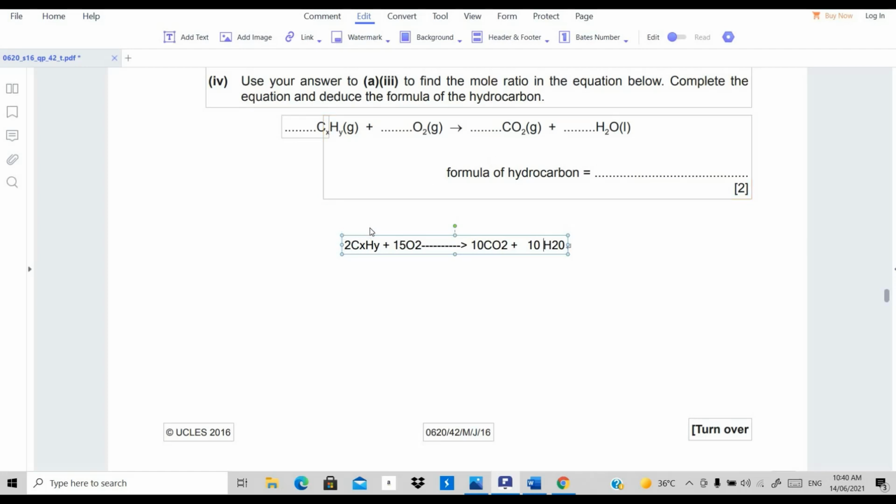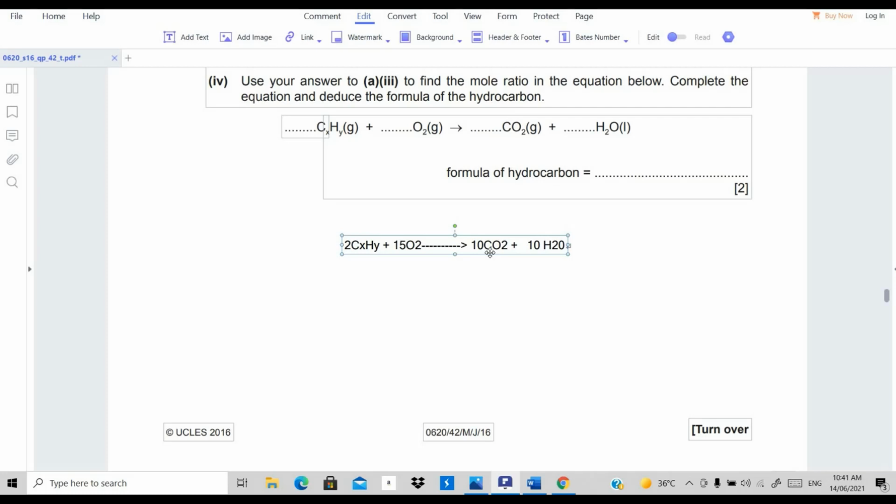Well, now we need to find the formula of this hydrocarbon CxHy. What are these x numbers, y numbers? Very confusing. So how will we do that? Firstly, we look at the reactant side, and we solve the product side. Now we will compare this product side with the reactant side.